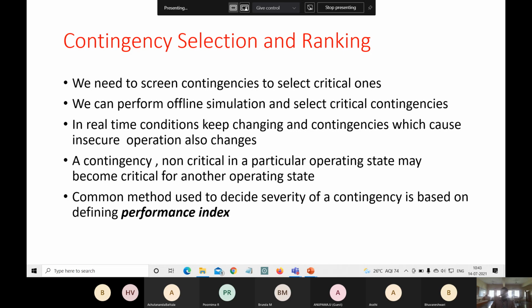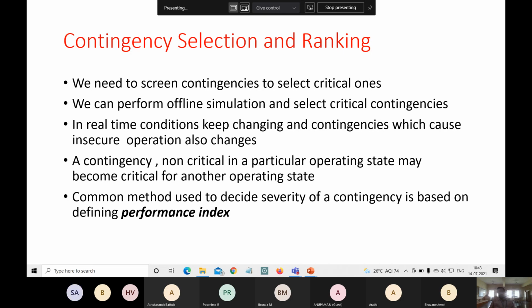So for this analysis, we have to select the contingencies to be studied online, not with the offline simulation. Online simulation is nothing but real-time data simulation. The simulation that we perform in MATLAB is called offline simulation, but if you use Opal RT software, we can do online simulation.